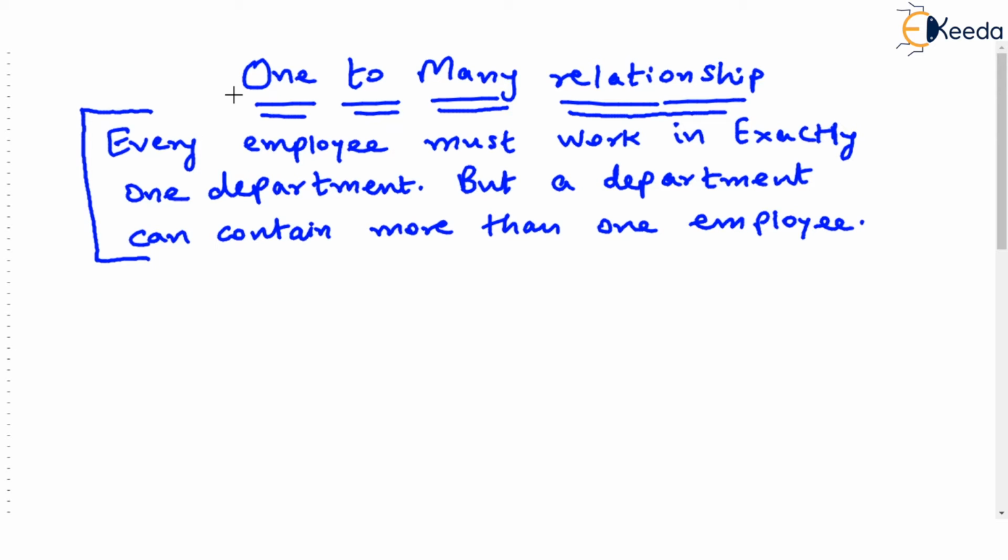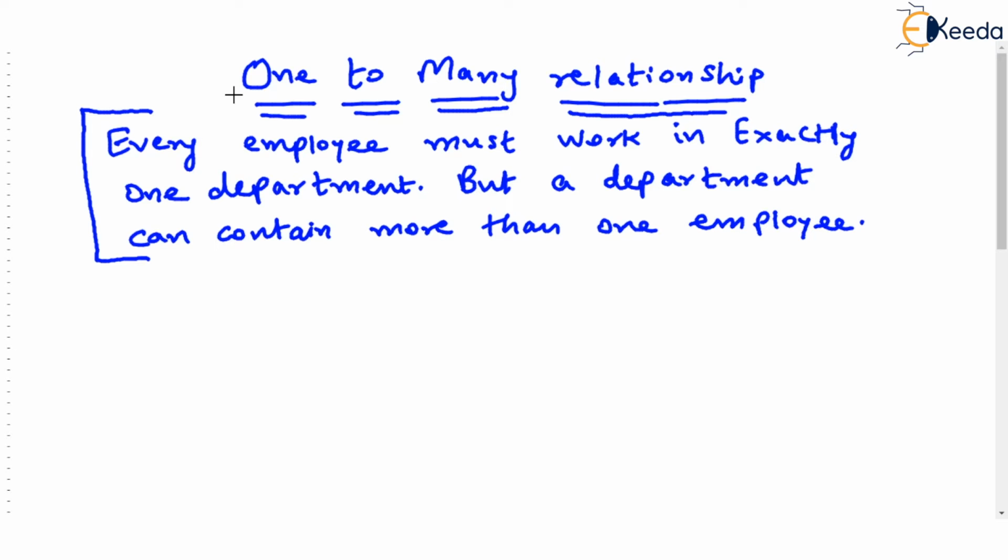Every employee must work in exactly one department. Just check that a particular employee cannot work in two departments simultaneously. And must work, just check, that means we cannot have an employee who doesn't work in any department. It's compulsory that employee must be assigned a single department. Further, it is written, but a department can contain more than one employee.